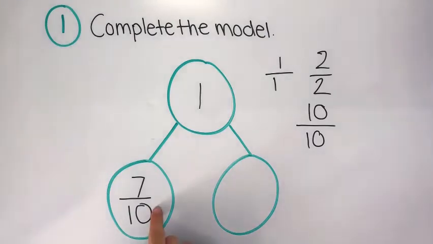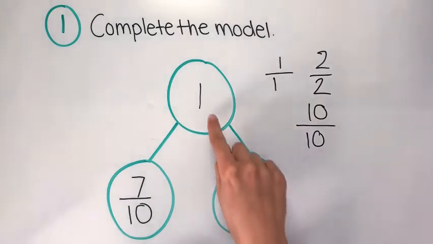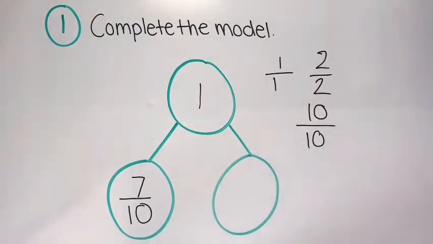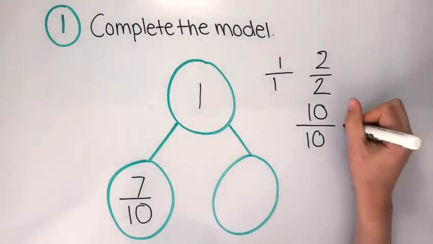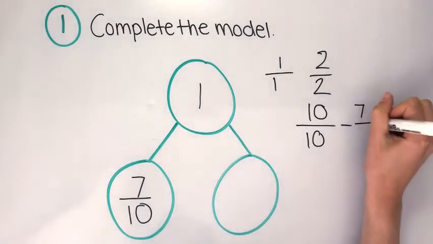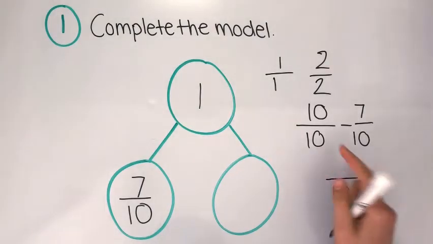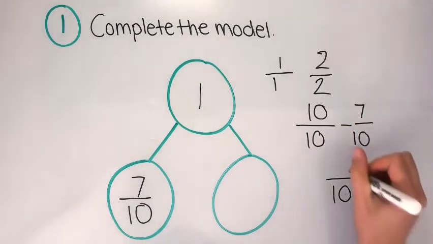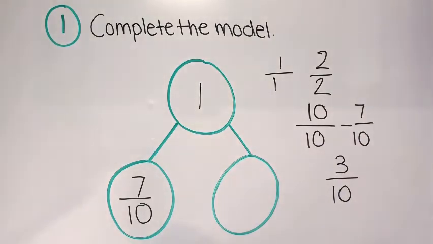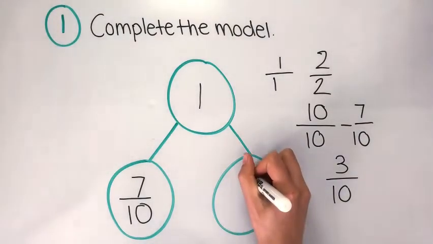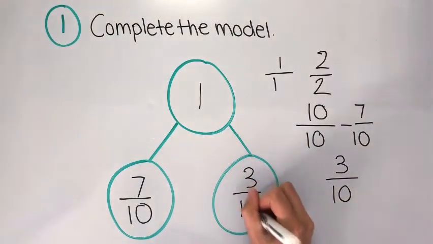We've got 7 over 10, add a fraction equals 1. So what we're going to do is we're going to get 10 over 10 minus 7 over 10. When we're minusing fractions, we keep the bottom number the same. 10 minus 7 is 3. So our answer in this circle would be 3 over 10.